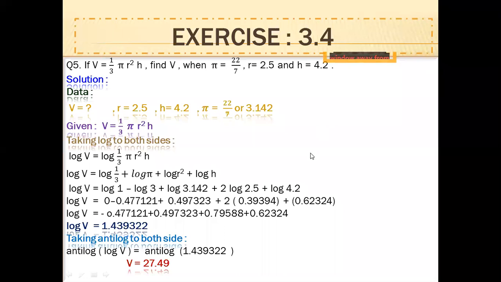When you take the log of all these numbers after the simplification, we have log V is equal to 1.439322. Now taking anti-log to both sides, we have V is equal to 27.49. This is our required answer.